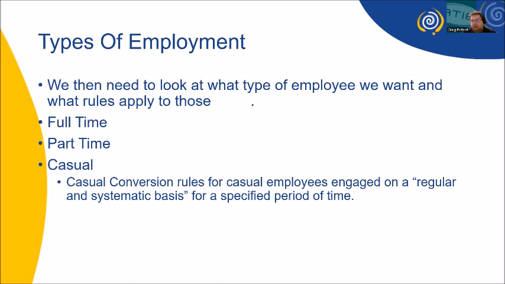Casual conversion rules apply for casual employees engaged on a regular and systematic basis for a specified time. So the rules have changed a bit, but the casual employee has to work for you for at least 12 months. And over the previous 6 months of their employment, they have to have worked on a regular and systematic basis to be able to meet the tests to possibly be converted. Now, the rules are, if you are a large employer, you have to go to employees and say, hey, you're qualified. But if you're a small employer, they have to come to you. I won't get into that because that's a different seminar, but essentially what you need to know is that there are only 3 types of employees, right?